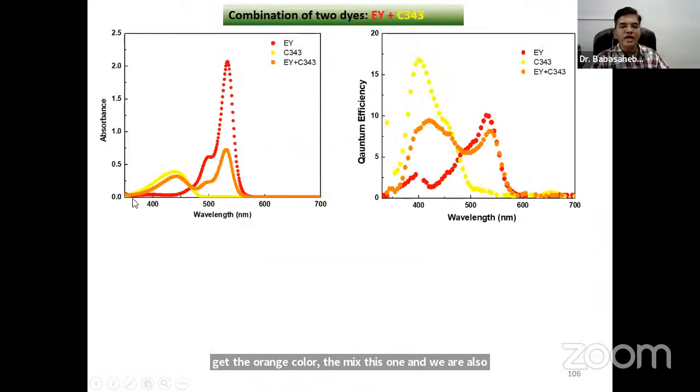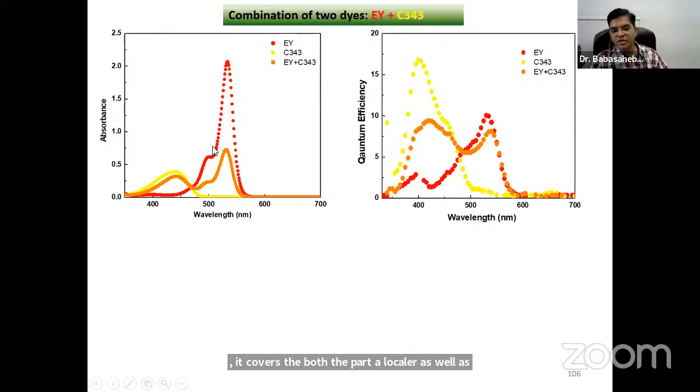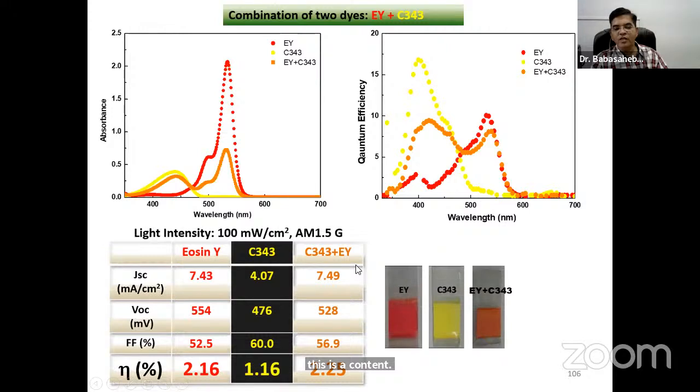So here you can see the absorption against the wavelength. You can see that the orange color dye covers both parts, the yellow color as well as the red color, because yellow color is mixed with the red color, so it gets the orange color. And this is the quantum efficiency against the wavelength for the completed solar cell. So not only did we get the orange color, but we also got an efficiency improvement for the blended dye. That is the added advantage.